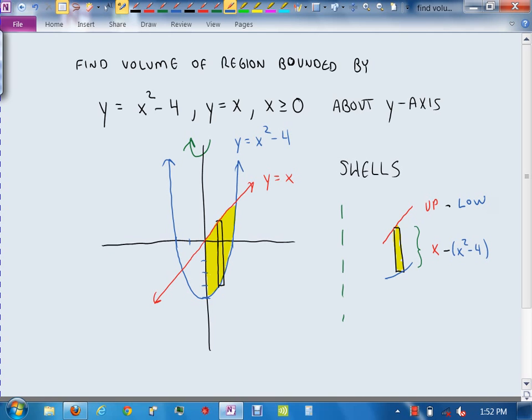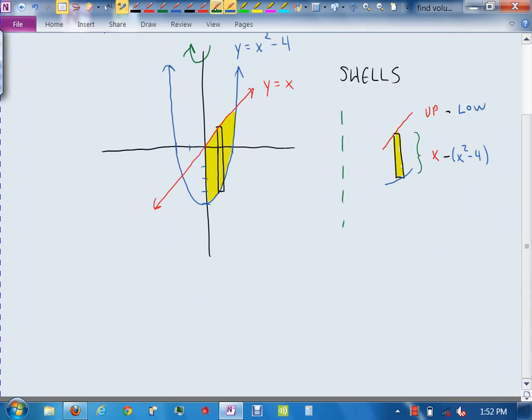I think you can tell by the picture, 0 is where it starts. Where do they hit each other? So I need a and b. A is 0 just by looking. Got that. But I have to set them equal to each other. X squared minus 4 equals x. Right? That's what I'm supposed to do.